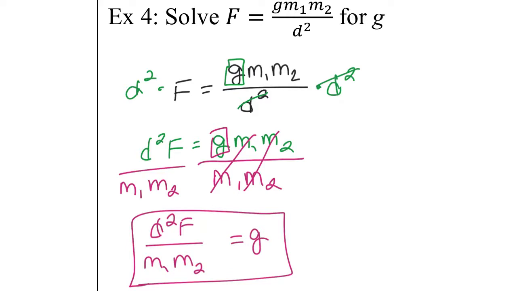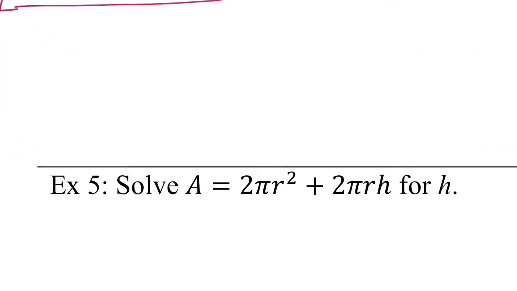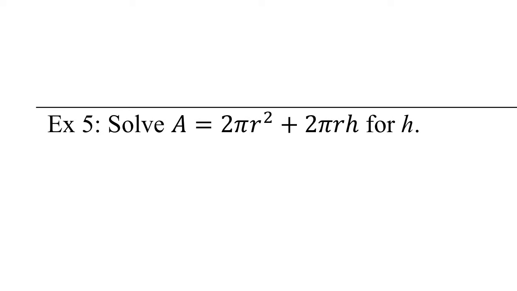Example 5. A equals 2 pi r squared plus 2 pi r h, and I want to solve it for h. So there's my h. Now I need to get rid of a few things before I can get h by itself. We have to leave this 2 pi r alone for now because these are all being multiplied. That's the last thing I'm allowed to mess with. So I need to get rid of this 2 pi r squared first.